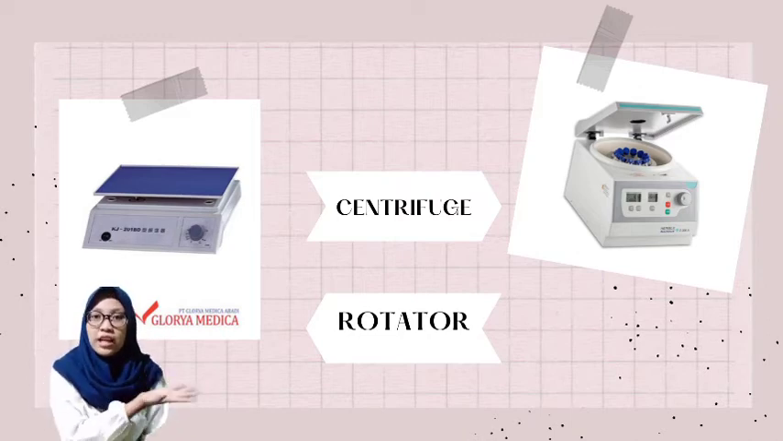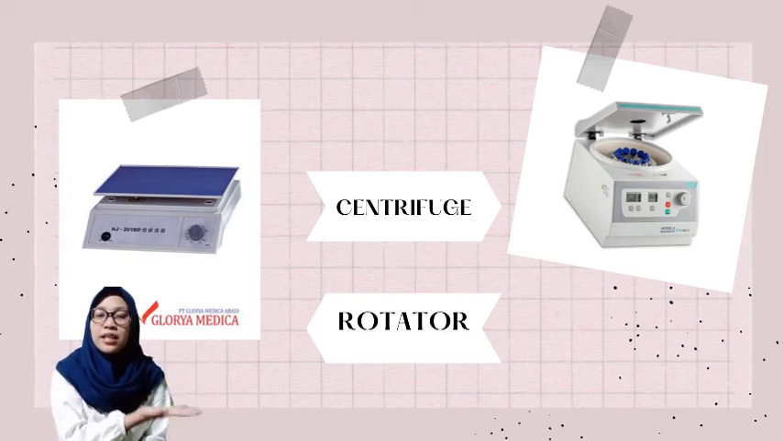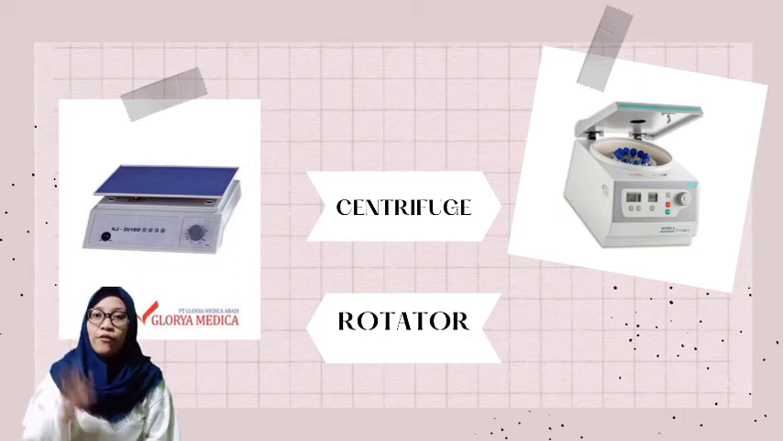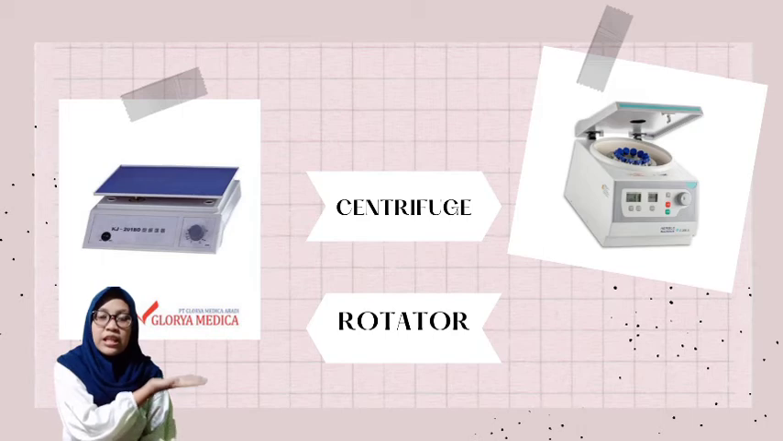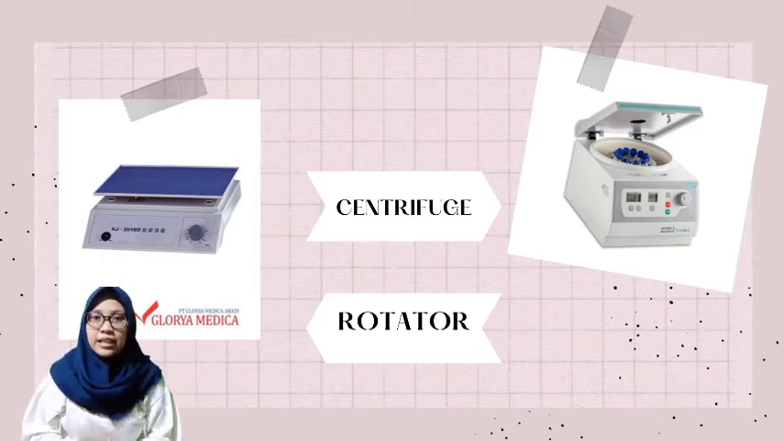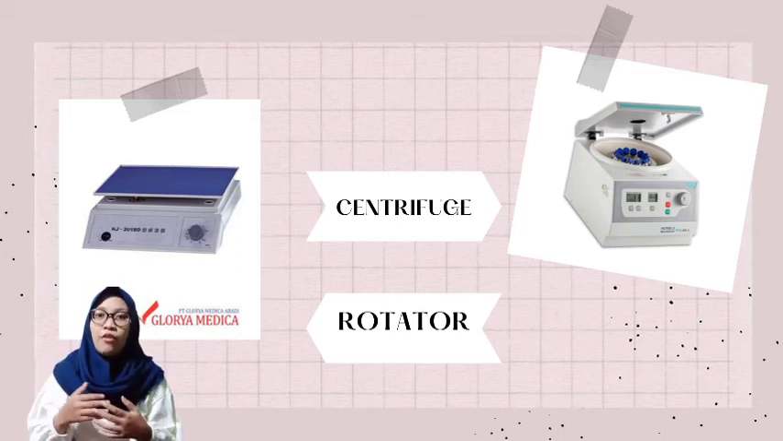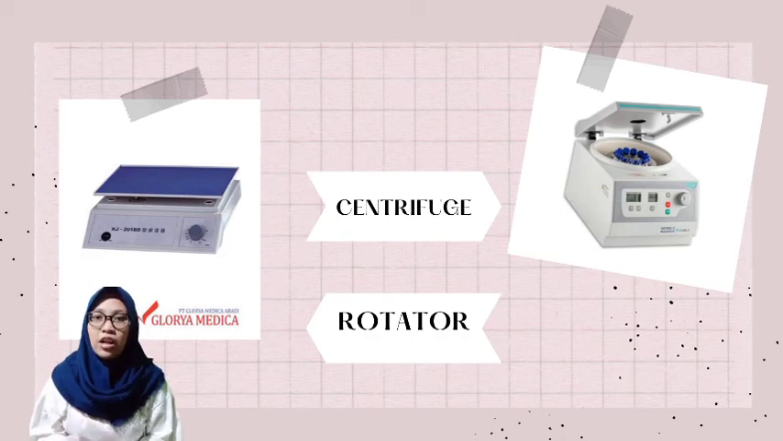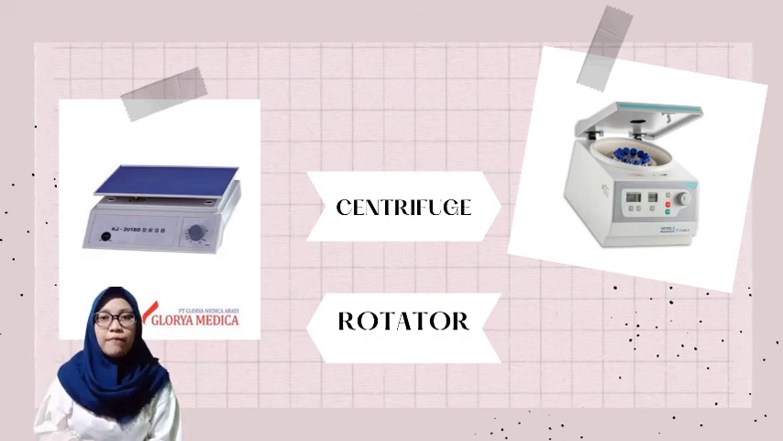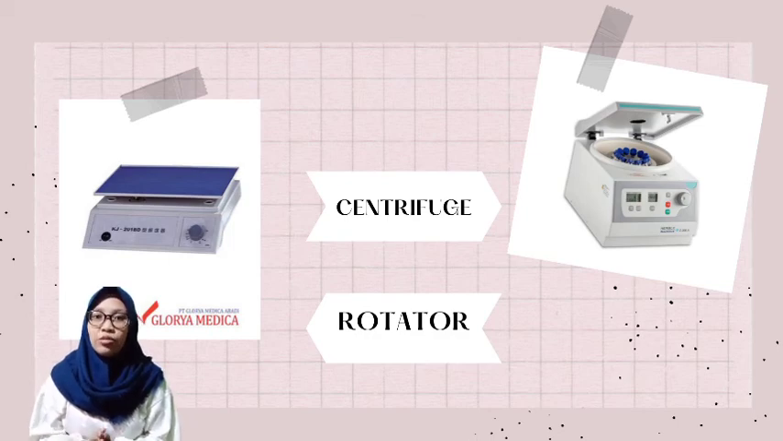The rotator itself is used to homogenize or mix a sample at a speed of 1200 rpm for 5 minutes, while the centrifuge is also used to mix and separate a sample into two parts. For example, in a centrifuge, serum or plasma and precipitated fluid will be formed. Then, for the shape itself, there are rotators that are shaped like slabs for baking, and there are tools that rotate like centrifuges with several places to put tubes.